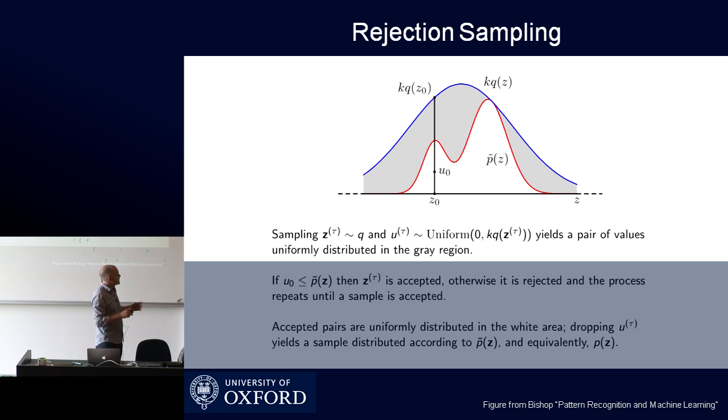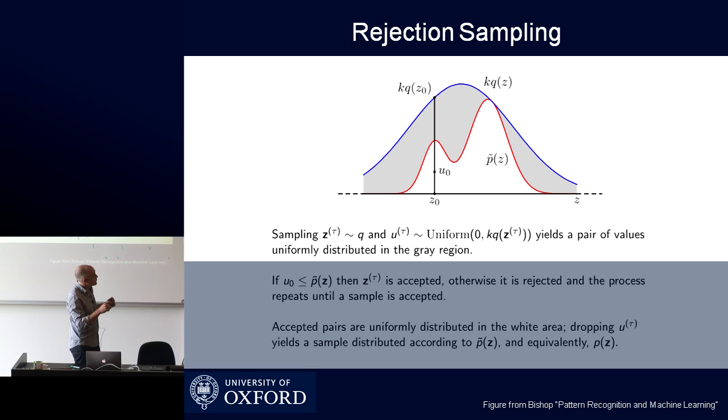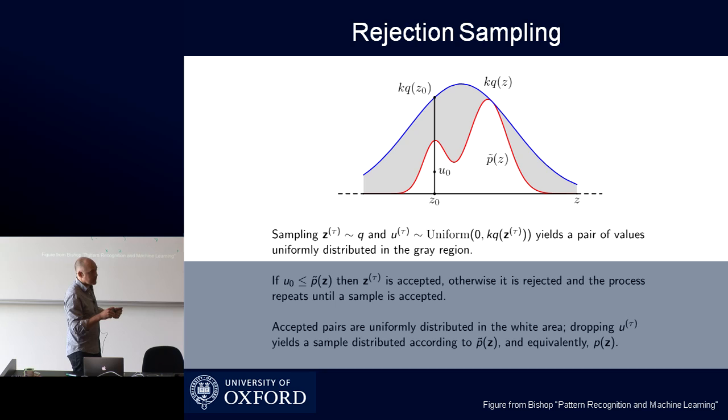Then the rule is pretty simple. If you look at the value of U and you compare it to P twiddle of Z, then you can accept the sample, okay? Otherwise, you reject, and the process is repeated until a sample is accepted. Accepted by definition, because you have uniformly distributed samples under the shaded region. Then if you reject everything that's outside of the white region, everything that's left will be uniformly distributed over the white region. And if you forget the values of U, then you have samples from P twiddle Z. Okay? Pretty straightforward.